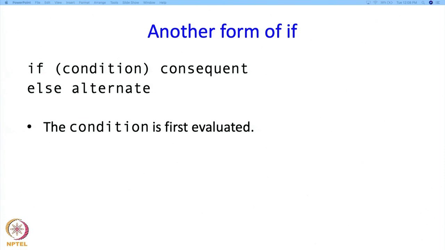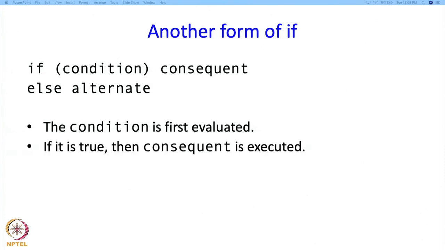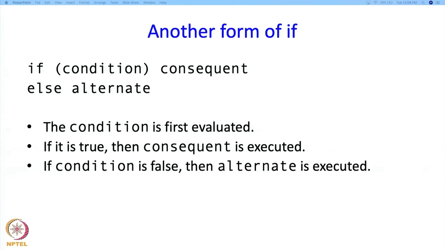So, in this the condition is first evaluated. If it is true, then consequent is executed. If condition is false, then alternate is executed. And alternate as well as the consequent can both be blocks. So, what does it mean to have a block over here? It means that if condition is true, all the statements in the block will be executed, and likewise if the condition is false, all the statements in the block over here will be executed.